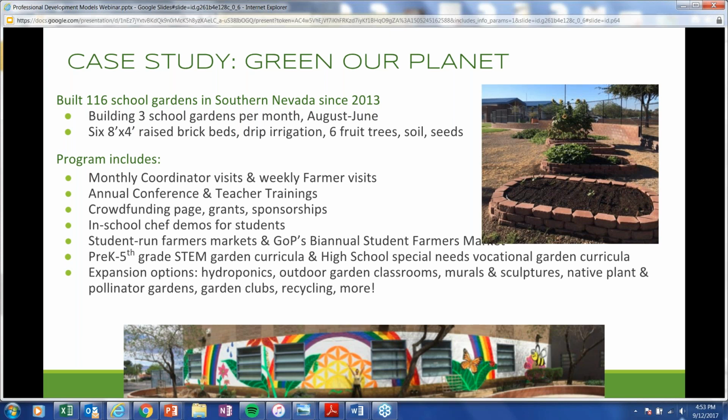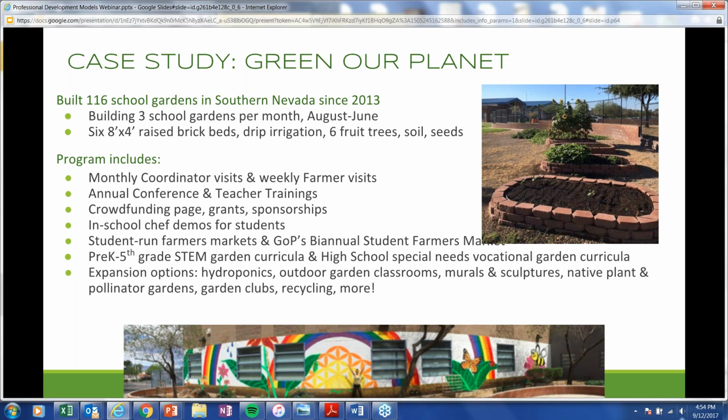And once the garden is put in, like I said, we have the coordinator that visits once a month with the garden team and the farmer that visits once a week with students and teachers. Of course, we have our annual conference, the 6 teacher trainings, but we also try and teach the teachers and admin about financial information about maintaining their garden over the years. We do try and offset this cost for the schools as much as possible. We have a crowdfunder on our website. We train them in grant writing, working with sponsors, especially if they're a low-income school.